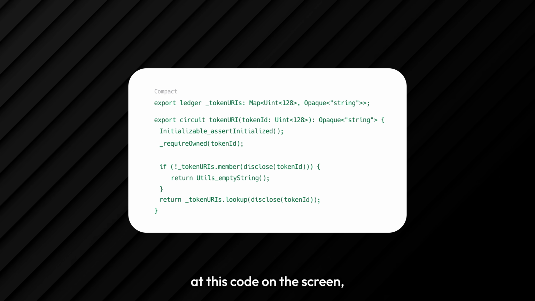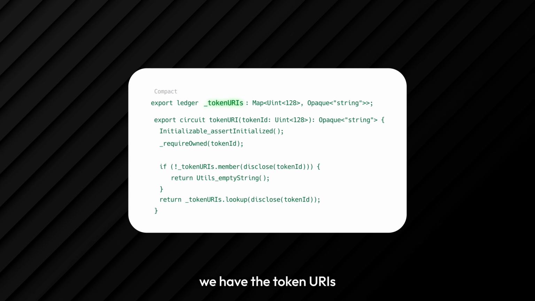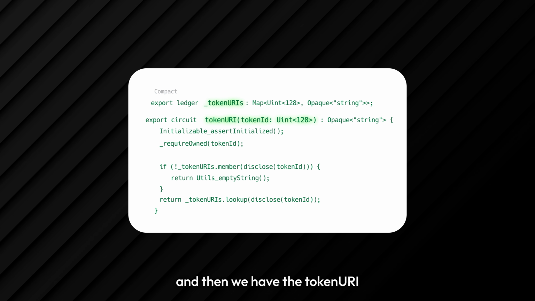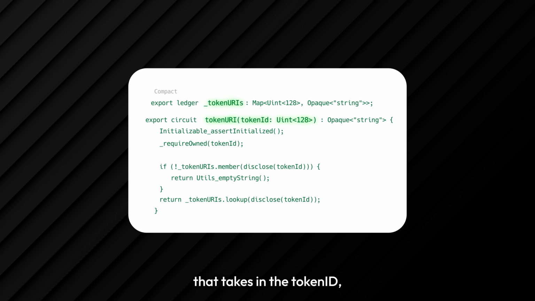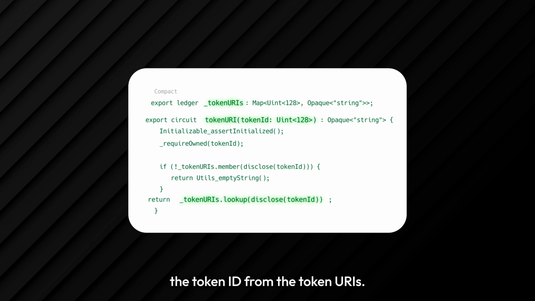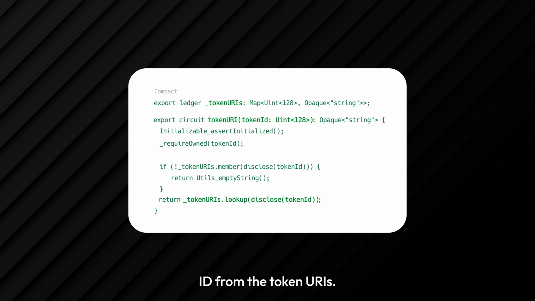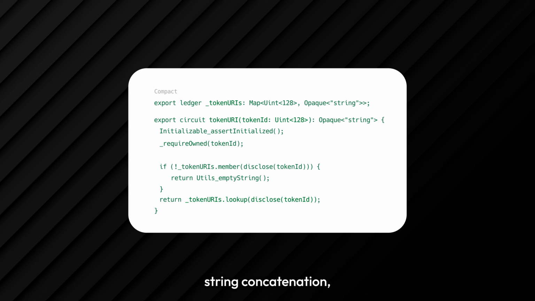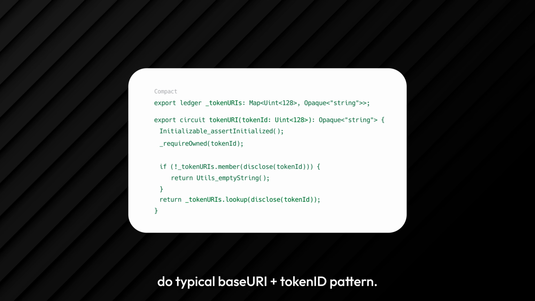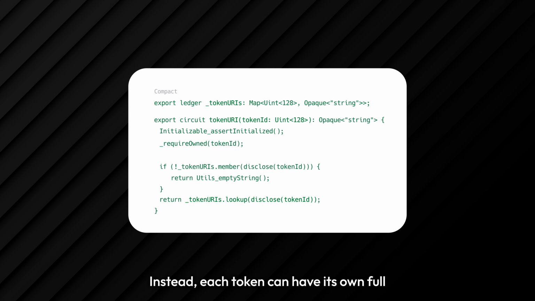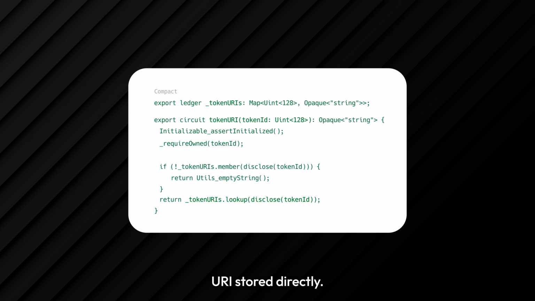If you take a look at this code on the screen, we have the token URIs, which is specified as a map. And then we have the token URI function itself that takes in the token ID. Then we look up the token ID from the token URIs and return the matching URI. Since Compact does not support string concatenation, you can't do the typical base URI plus token ID pattern. Instead, each token can have its own full URI stored directly.